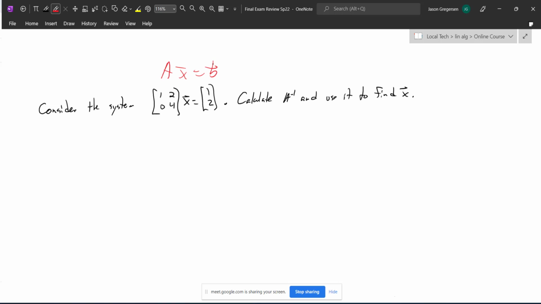Calculate your inverse matrix and use it to solve the matrix equation. Type your answer into the chat. If you are stuck, feel free to just put question marks in the chat. That's also fine. Just want to make sure I've given everyone enough time to work on it.